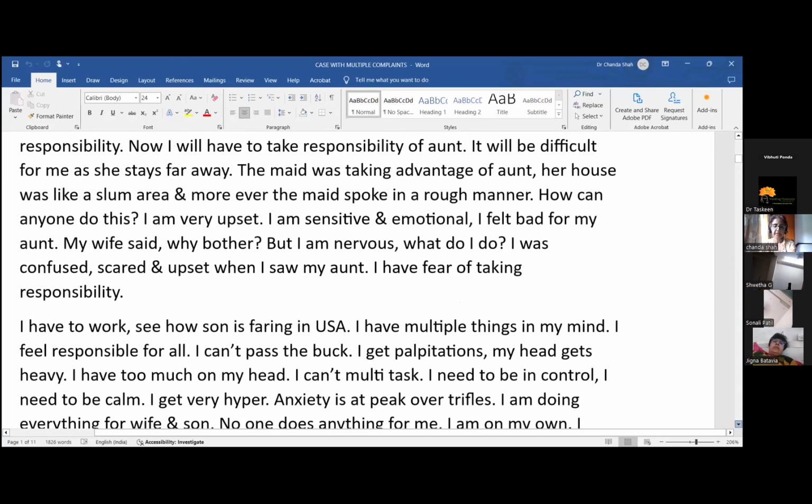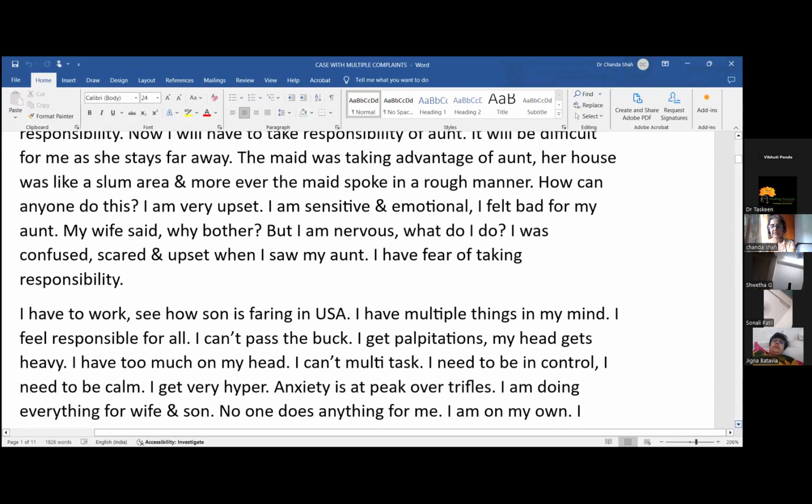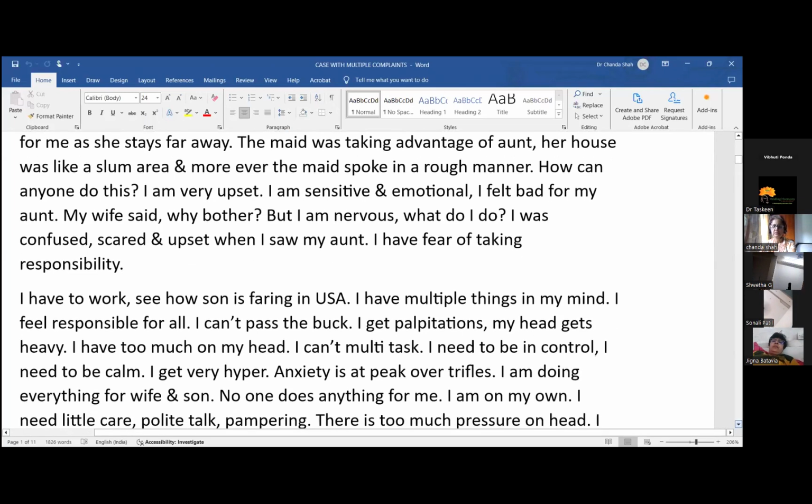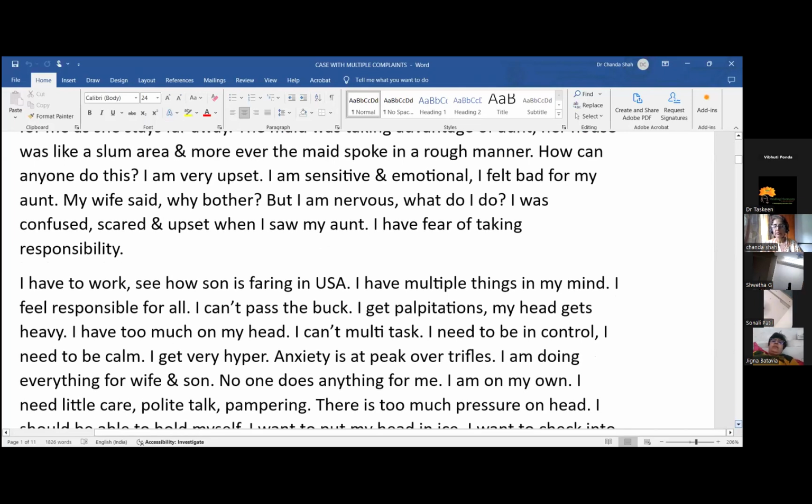So then he's saying, I have to work. I have to see how my son is faring in USA. I have multiple things in my mind and I feel responsible for everybody. I can't pass the buck. I get palpitations. My head gets heavy. I have too much on my head. I can't multitask. I need to be in control. I need to be calm. I get very hyper. Anxiety is at peak over trifles.